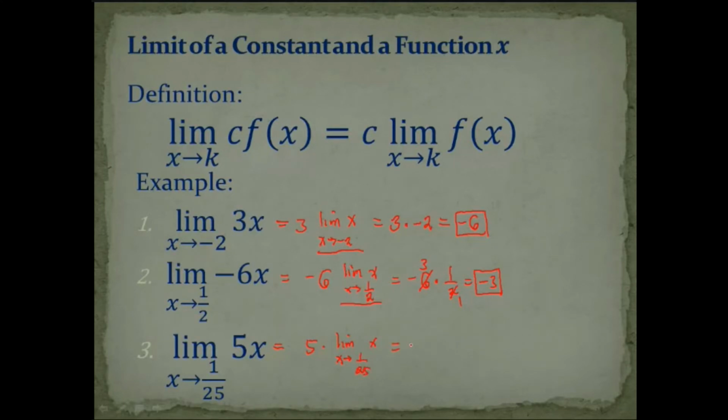So, ito yung magiging 5 times 1/25. And then, let's have the cancellation. Ito yung magiging 5. Ito yung 1. And any number multiplied to 1 is the number itself. So, 1 times 1/5 is 1/5. And here's the final answer. So, the correct answer is 1/5.